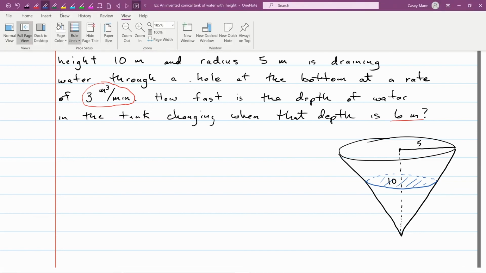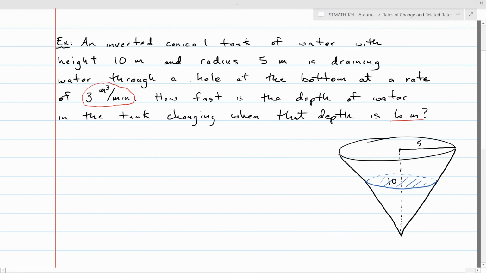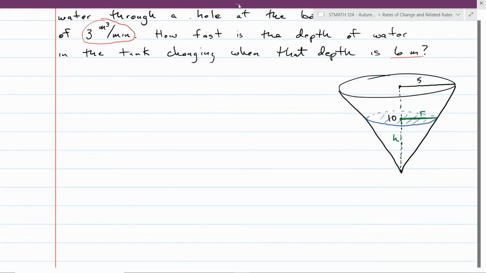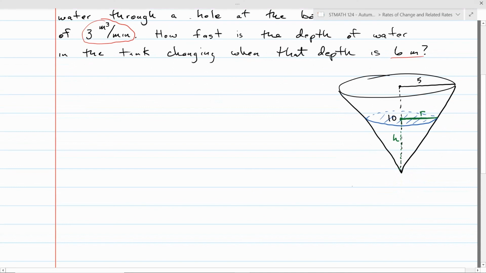Now the water level is changing because the water is draining. So if I would look at the radius of the water level, that would be variable. Let me put that as an R there. And also the height of the water level, I'll call H. That's changing in time. So R and H are both quantities that are changing as the water drains. Whereas the 5 and the 10 measurements for the whole tank, those are fixed. Now, one thing you may or may not know about a cone is that there's a volume formula for it. The volume of a cone turns out to be 1/3 pi times the radius squared times the height.